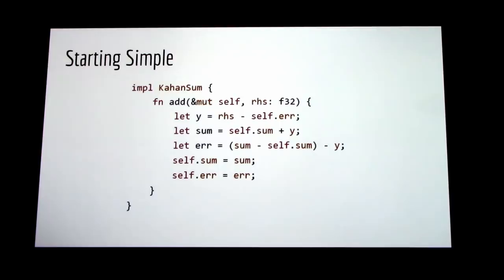We subtract off the error term, we add it to our new sum, we subtract off the old sum, subtract off the new term, and update the variables. We could make it slightly nicer by checking whether right-hand side or self.sum has a larger absolute value and swap them if it's the wrong way around, but I want to keep this simple.